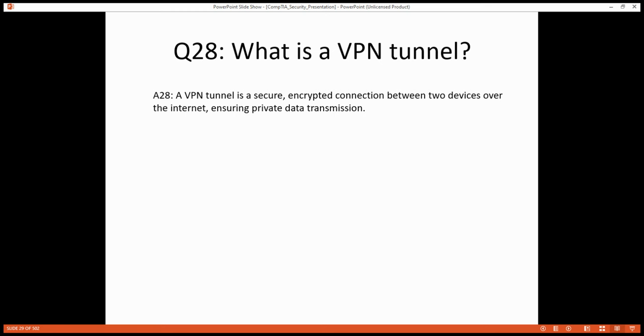Q28. What is a VPN tunnel? A28. A VPN tunnel is a secure, encrypted connection between two devices over the internet, ensuring private data transmission.